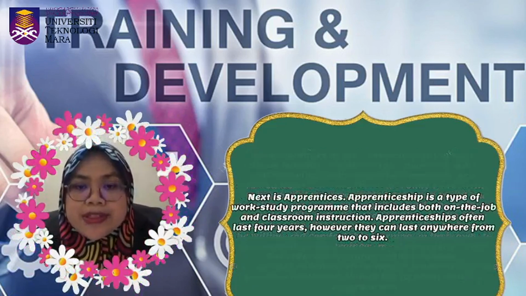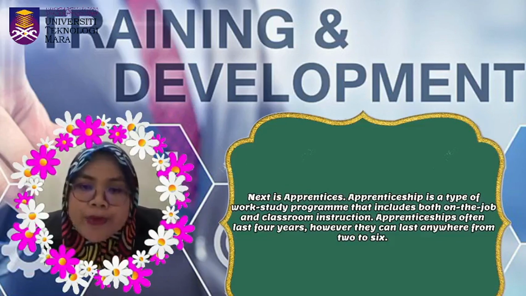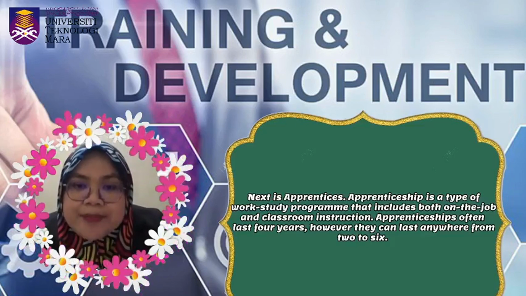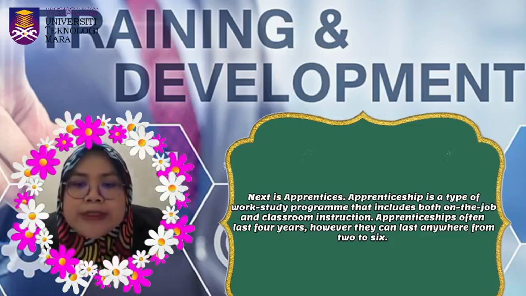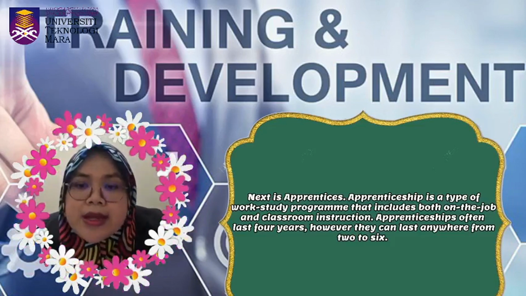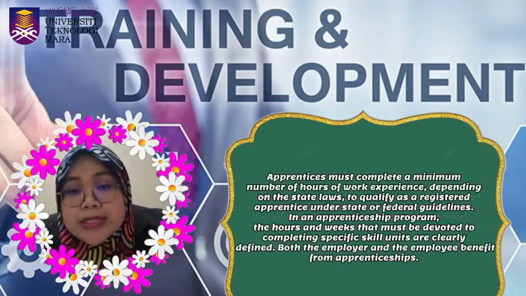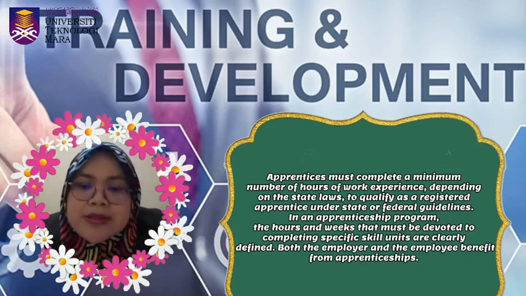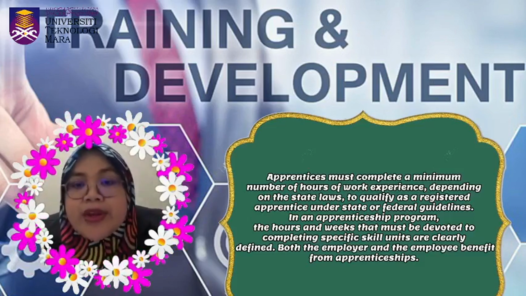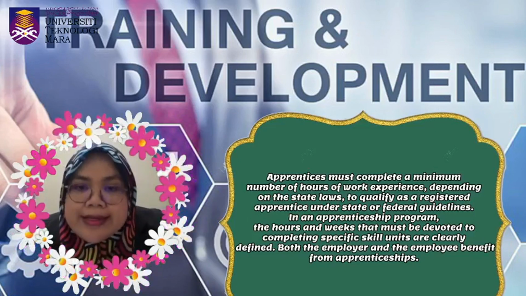Next is apprenticeship. Apprenticeship is a type of work-study program that includes both on-the-job and classroom instruction. Apprenticeships often last 4 years, however, they can last anywhere from 2 to 6 years. Apprentices must complete a minimum number of hours of work experience, depending on the state laws, to qualify as a registered apprentice under state or federal guidelines.